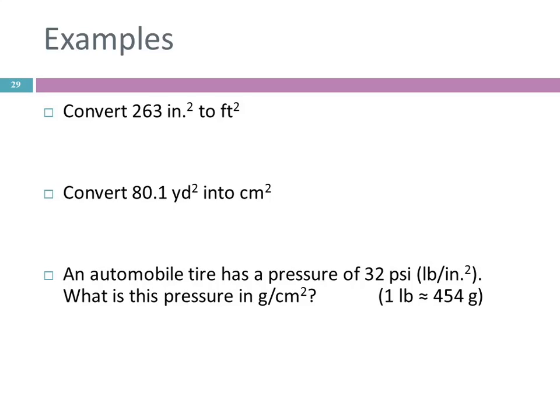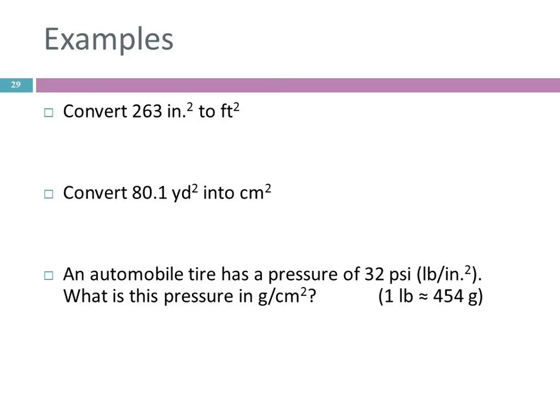We are running out of time. Let's just do one of these. Let's do the bottom one, the tire pressure one. So, automobile tire has a pressure of 32 psi. PSI stands for pounds per square inch. That's what PSI comes from. What's the pressure in grams per square centimeter? I just had this brain fart and thought it was supposed to be cubed, but that would be ridiculous.